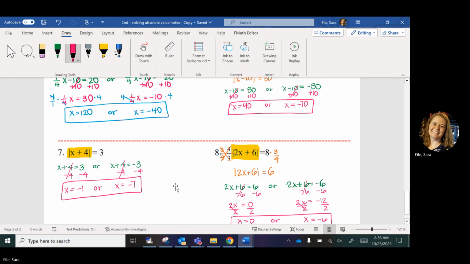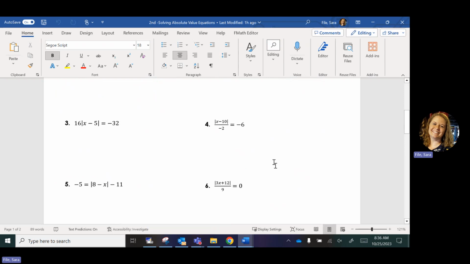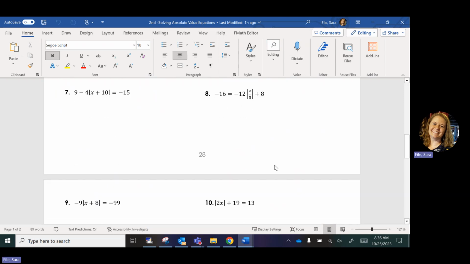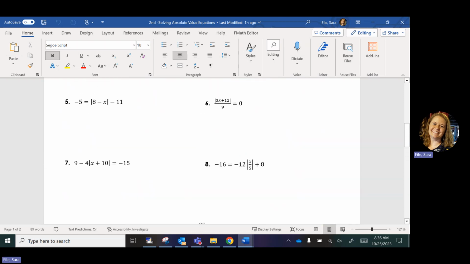Good? Okay. All right, back to this one. Did anybody have a request for a specific one that I do with you? Anybody see one, number 6? Okay, let's look at number 6.